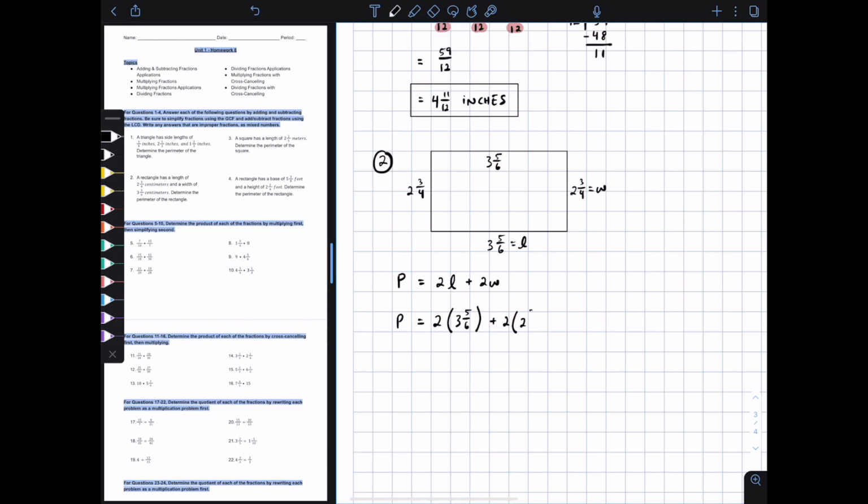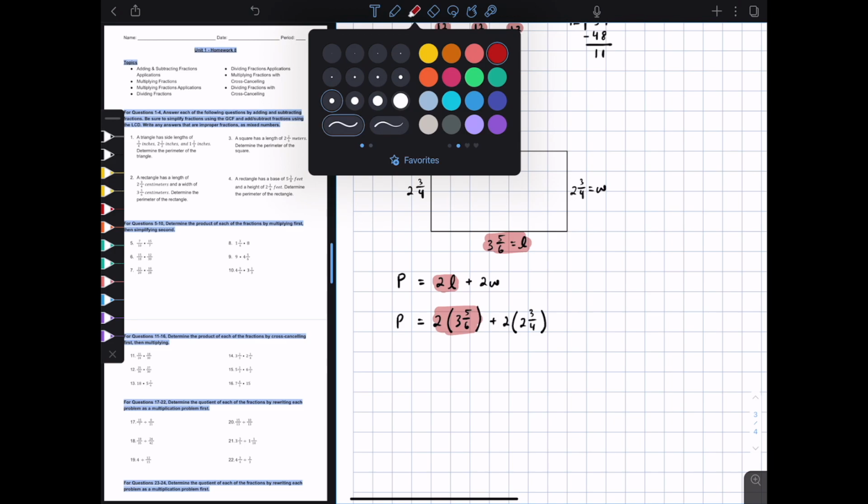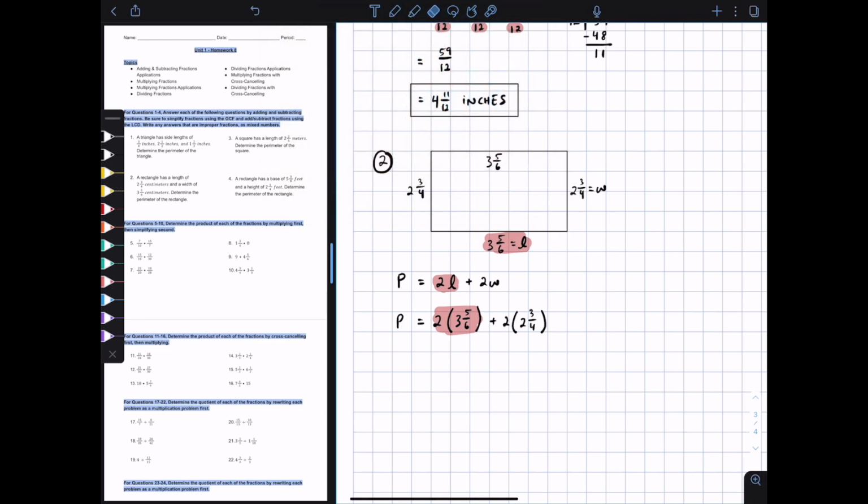So 2 times 2 3/4. Maybe to clarify this a bit, this is the length we're talking about, and this is 2 of these. And then to show you the other one, the width here is 2 3/4, so that's the 2 3/4 over here.